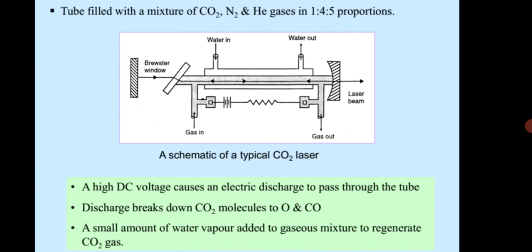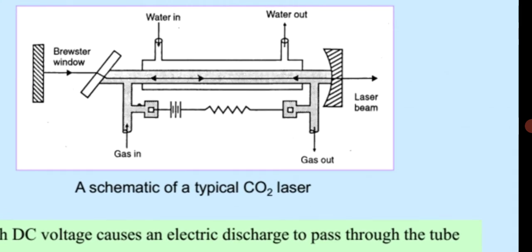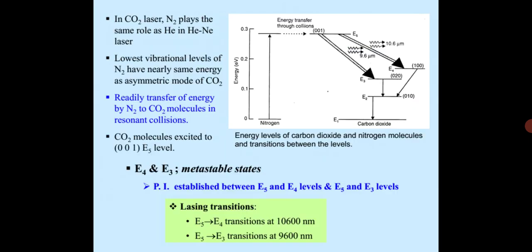As shown in the figure, you can observe where cooling is required. Water is utilized for the cooling treatment. Two Brewster windows and 2 mirrors are utilized, and at the output we get the laser beam. In the CO2 laser, N2 plays the same role as helium in the He-Ne laser. The lowest vibrational levels of N2 have nearly the same energy as the asymmetric mode of CO2, so energy is readily transferred by N2 to CO2 molecules in resonant collisions.